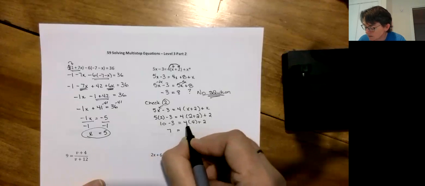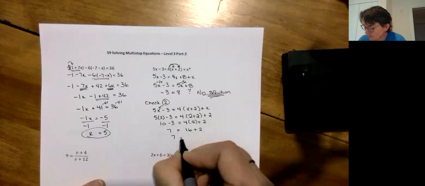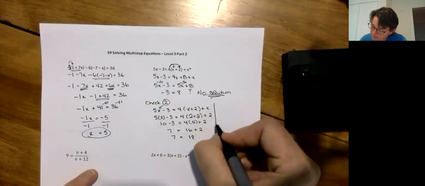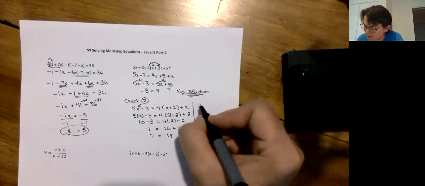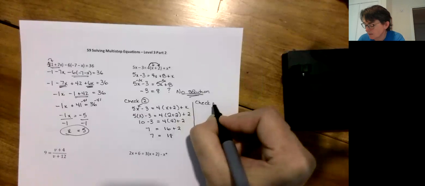7 is equal to 16 plus 2. 16 and 2 is 18. Now I'm going to run out of time. I'm going to do it anyway. Okay, well, let's pick another number. Let's pick 5.